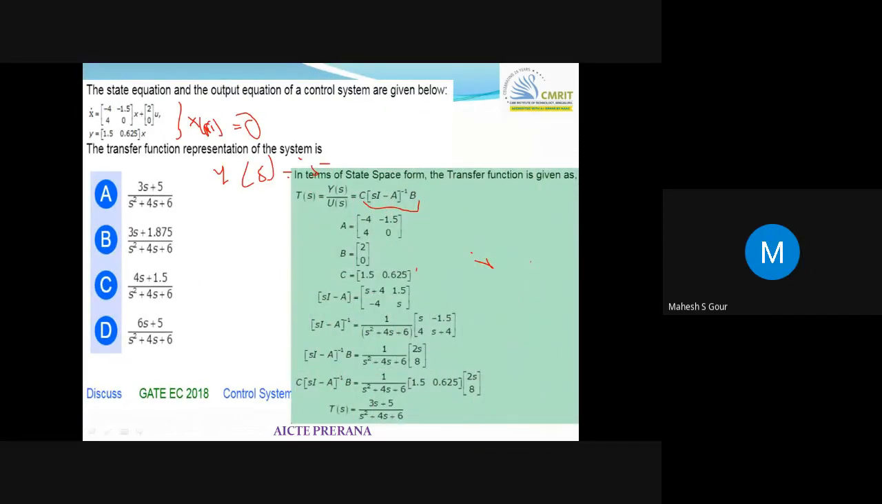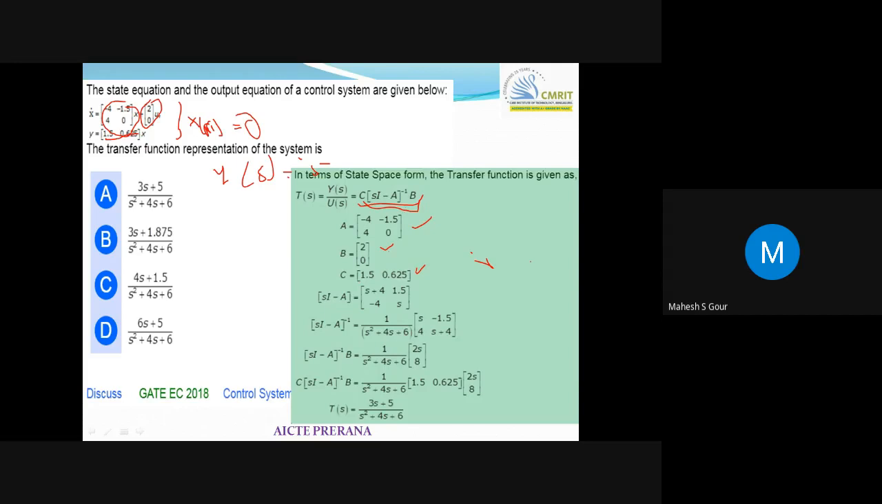Okay, so you will be getting this. Can you do the multiplication and tell me what is sI minus A? sI minus A will be s minus 4. So A will be minus 4, 4. This part will be your a, correct? This part will be your b. This part will be your c, right? You'll be getting this.